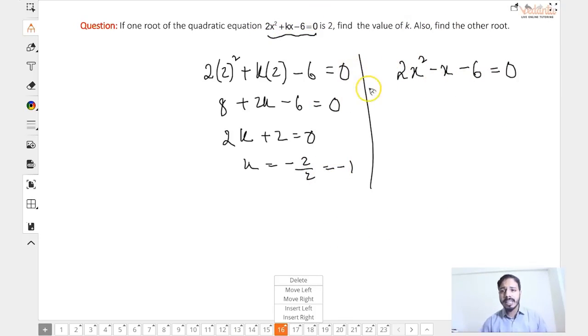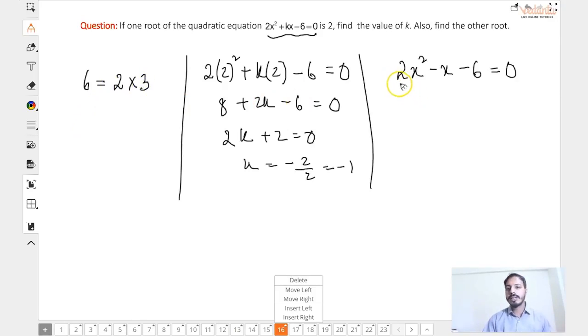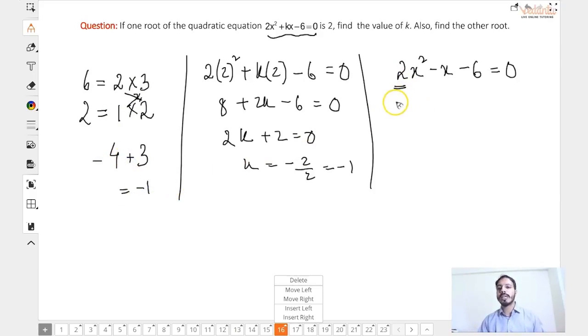Now let me see if I can factorize this. I have already taught you guys how to do splitting the middle term, so I will do it again. So 6 can be written as 2 into 3, and this 2 can be written as 2 into 1 or 1 into 2. Now you see, what do you need here? You need minus 1. So basically what I can do is write it as 1 into 2, so that when I multiply this 2 and this 2, I get 4, and I multiply this and this, I get 3. Now I know that minus 4 plus 3 will give me minus 1. So I got it, right?